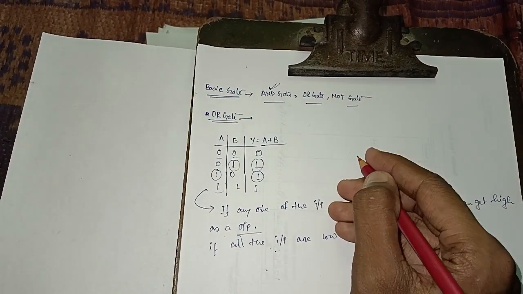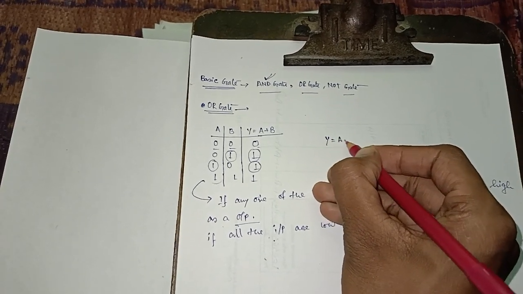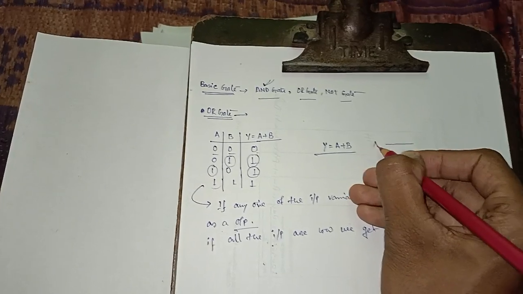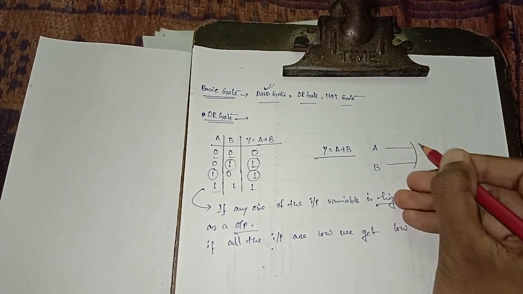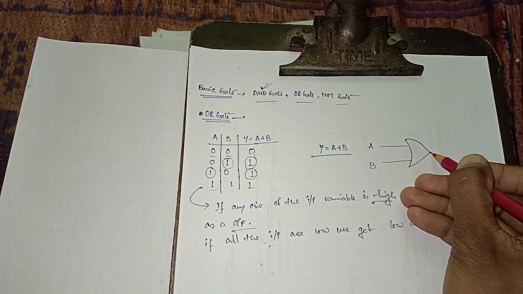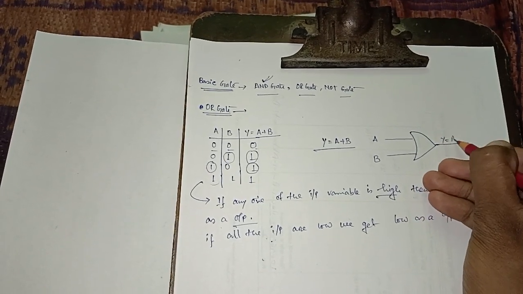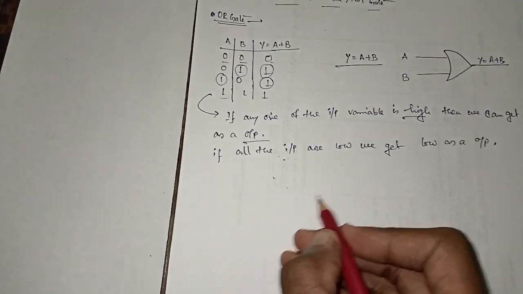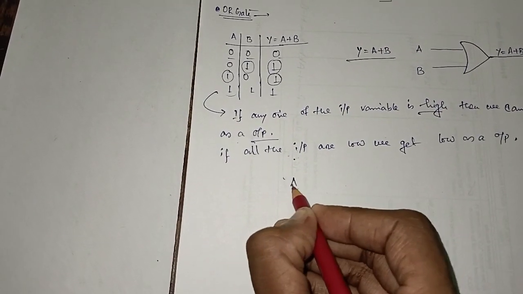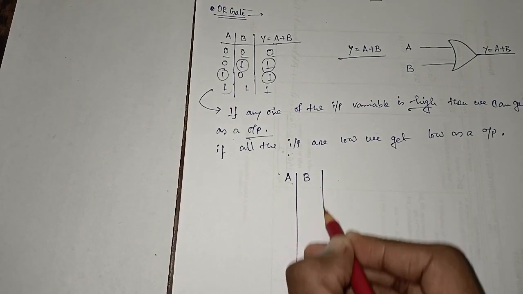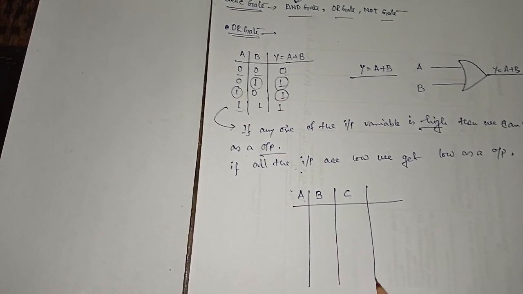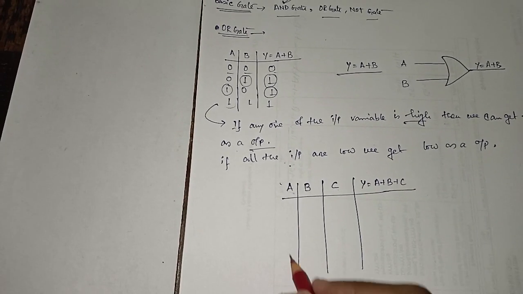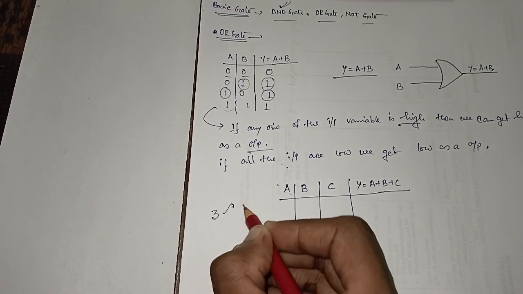So the basic formula is Y equals A plus B. This is the logic diagram of the OR gate with inputs A and B. If we implement a three-input OR gate, we get A, B, C as three inputs, and the output Y equals A plus B plus C, or A or B or C.